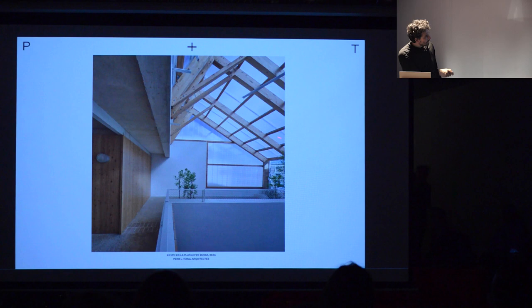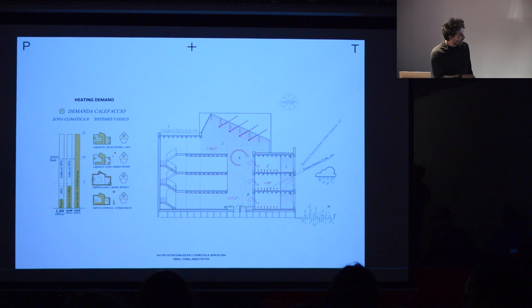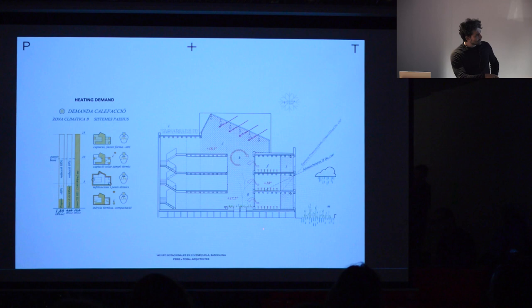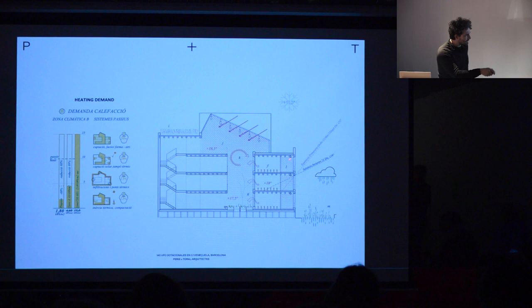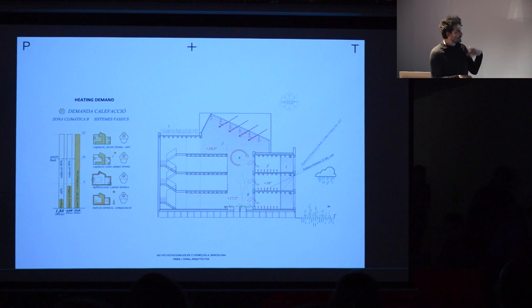So how does it work? This is in winter. So in winter, everything is closed. So we capture the energy with the atrium and also with the winter gardens. As we have a lot of inertia, we keep this energy the rest of the hours. As we have very good insulation, we don't have losses of this energy.